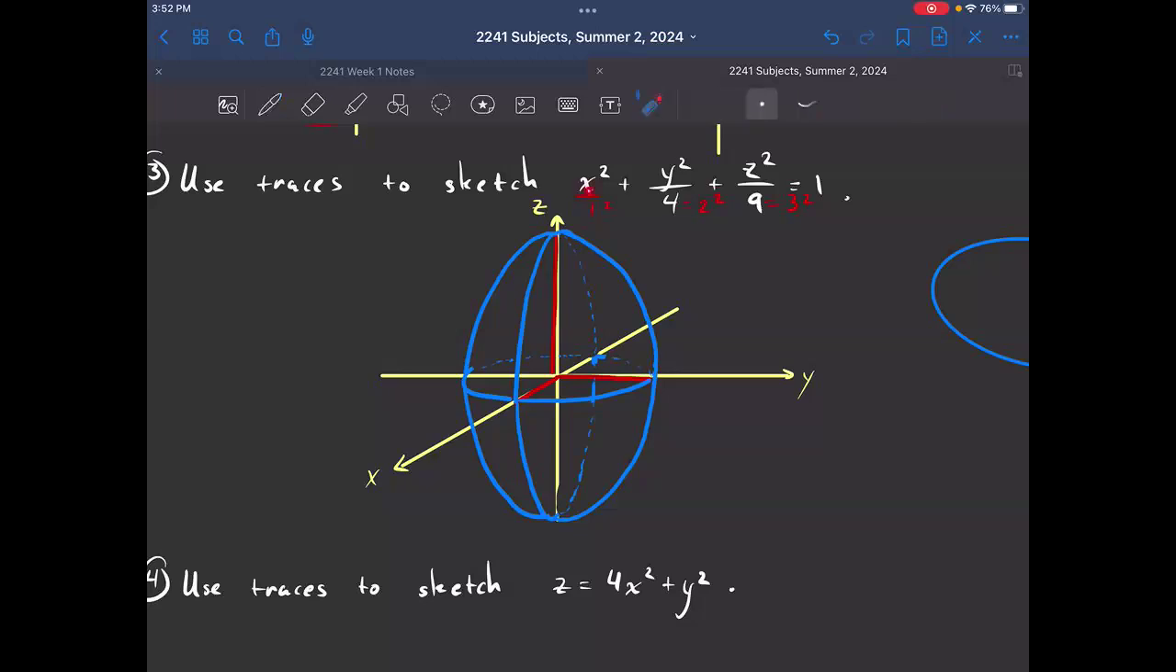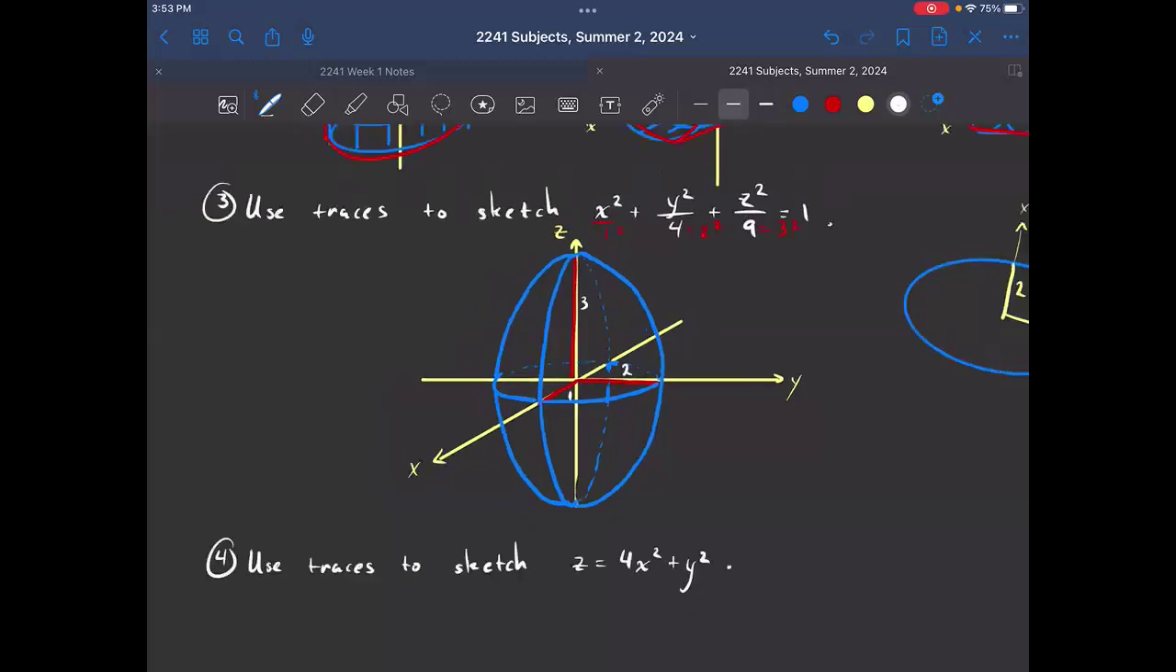We just have to recognize the equation here. It's got plus, plus, plus: x squared plus y squared plus z squared all equal 1. If it's not equal to 1, just divide that over. And then whatever you have down here, the square root of it is the radius. So this was radius 1, this was radius 2, and this was radius 3. And that gives us our ellipsoid.